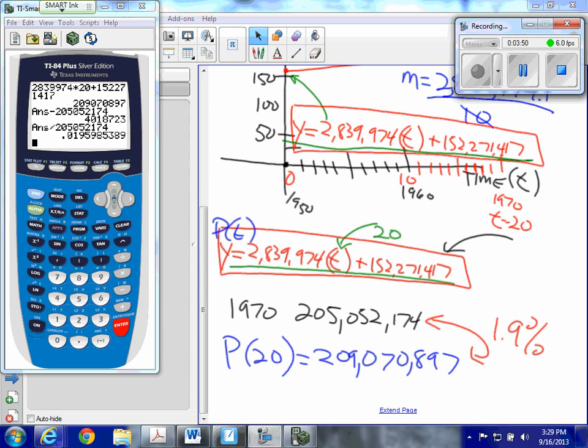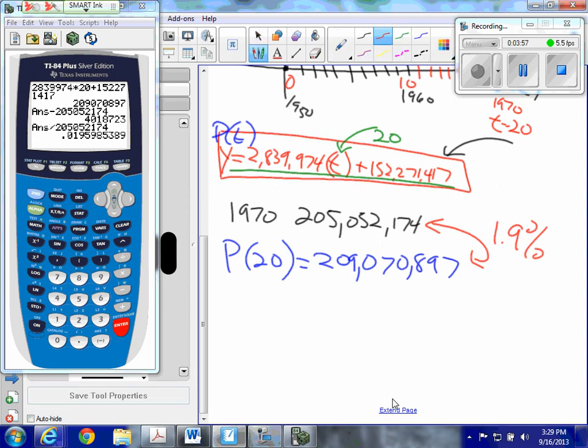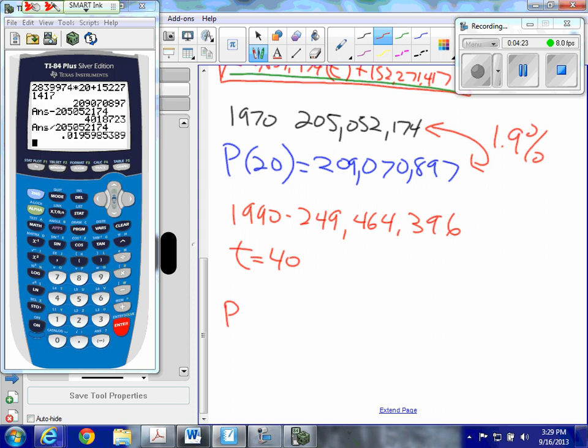Let's follow the same logic and find an answer to problem number 27. It's asking me, what about for 1990? So it's going to be the same process here. In 1990, the population was 249,464,396. Well, 1990 is t equals 40. So that's 40 years away from 1950. So I'm going to go P40.